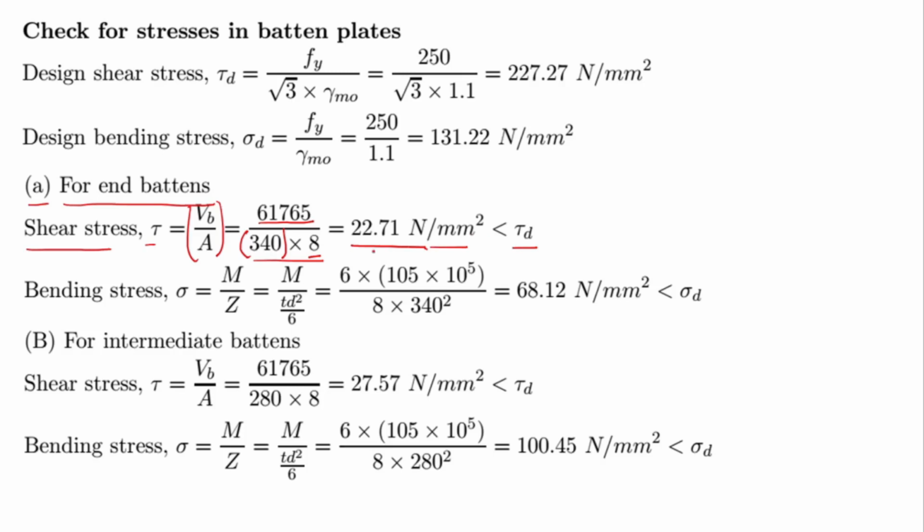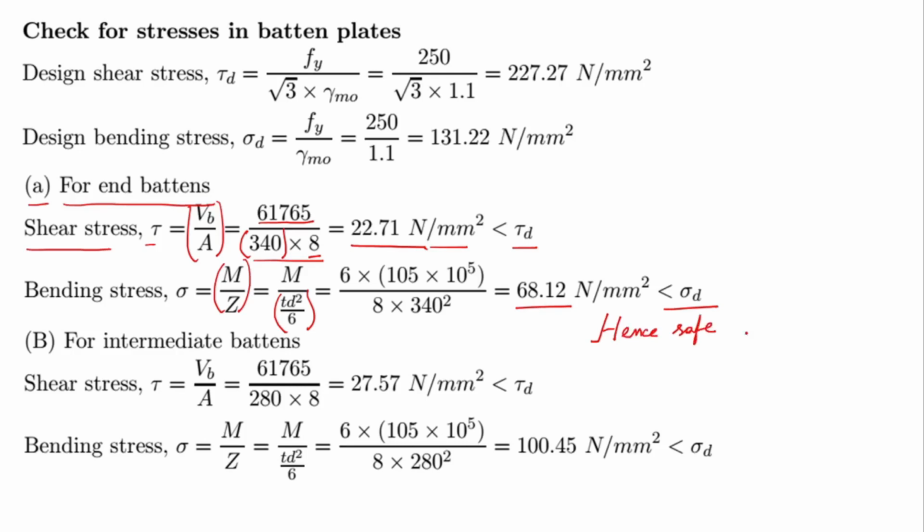Hence it is safe. Then again bending stress sigma equal to M by Z. Z is the section modulus and it is Td square by 6. If I put the values of moment M, T the thickness and D the overall depth, we shall get the value of bending stress sigma, which is 68.12 Newton per mm square, and it is less than design bending stress sigma d. Hence the end batten is safe against shear stress and bending moment.